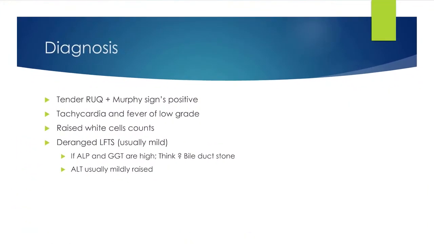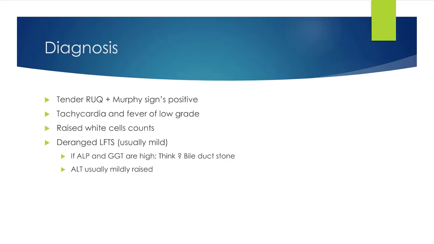Now, when we examine the patient, they could be a bit unwell. They might have temperature, they have tachycardia. In the actual abdominal examination, there would be tenderness on the right upper quadrant and guarding, and also what's called the Murphy sign that you need to practice.